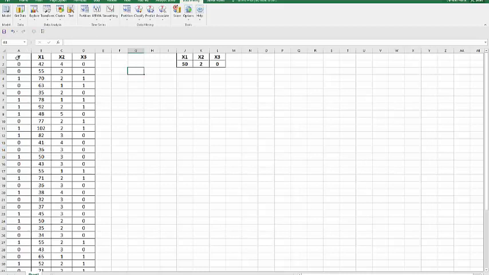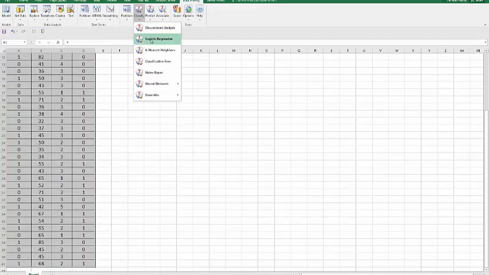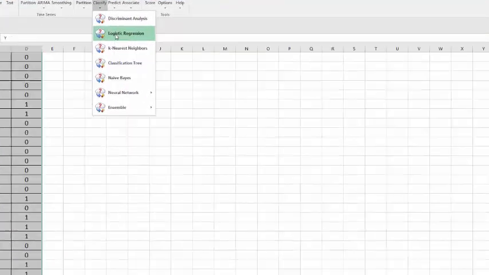We are now in Excel where we have the data about variables y, x1, x2 and x3, and here I have the observation that I want the model to predict. So let us start our analysis by inputting this data into classify. We will use the logistic classification.